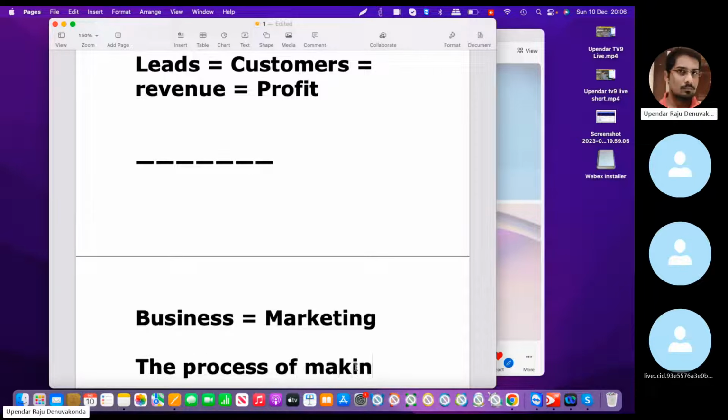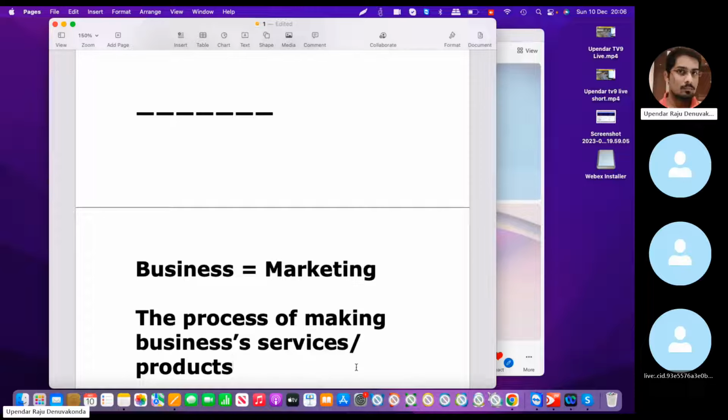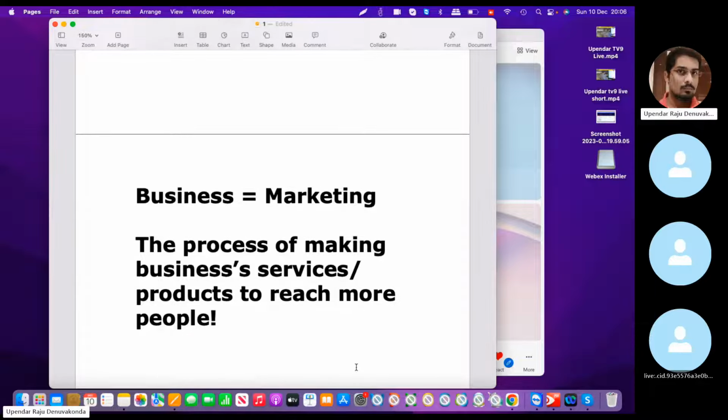A business could provide services, or a business can even provide products. The process of making the business services and products reach more people, this is something we call marketing. So what is marketing here? We just need to make business services or products reach more people.